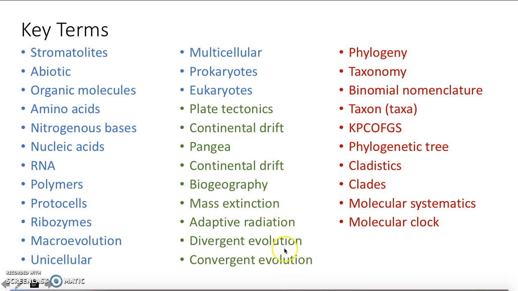You will see some of these green terms show up in the phylogeny section of the notes and of the book, but I put them together here because all of these have to deal with concepts of macroevolution. Okay, and all of the ones in red are ones that deal specifically with making those phylogenetic trees, cladograms, and organizing how we would group organisms.